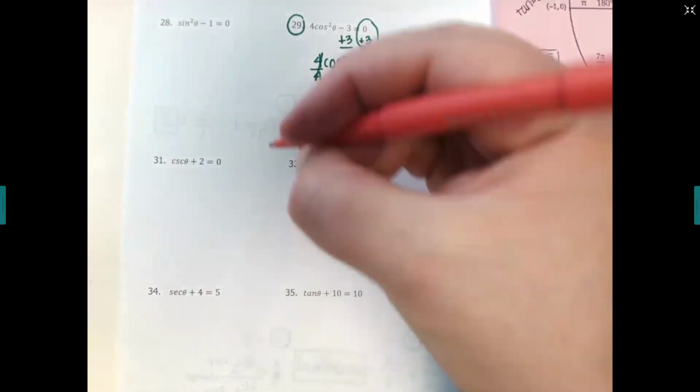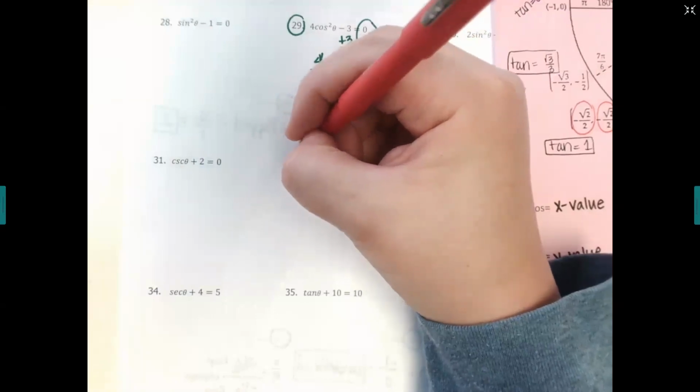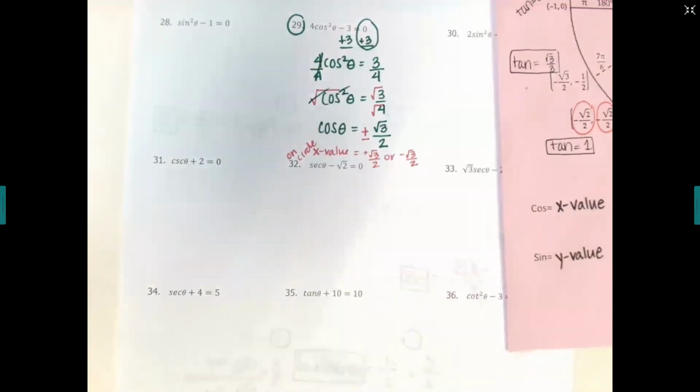Okay, on the circle. So look on your circle for me, please, and find all of the places where your X value is equal to that. We're gonna do this entire problem set in radians. That's a good question. So can somebody tell me what those answers are? Let's start with quadrant 1.